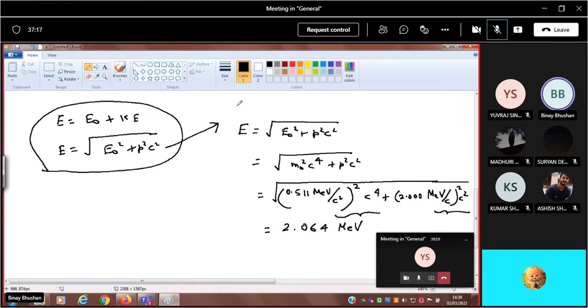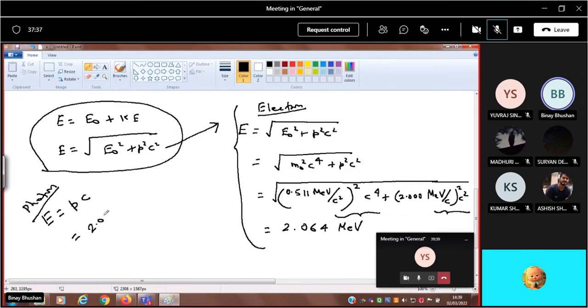So this is for the electron. And for the photon, since m naught is 0, E will be only equal to Pc. This is for the photon, and this is for the electron. For the photon, the momentum is the same, 2.000 mega electron volt by c. So E equal to Pc. The c and c will get cancelled, and you will get 2.000 mega electron volt.